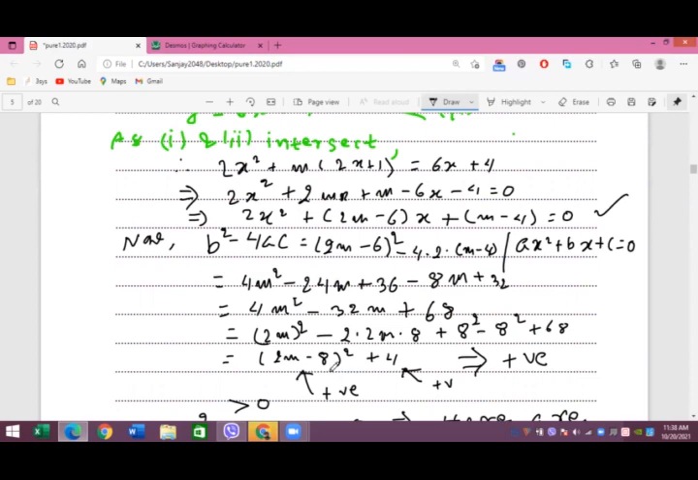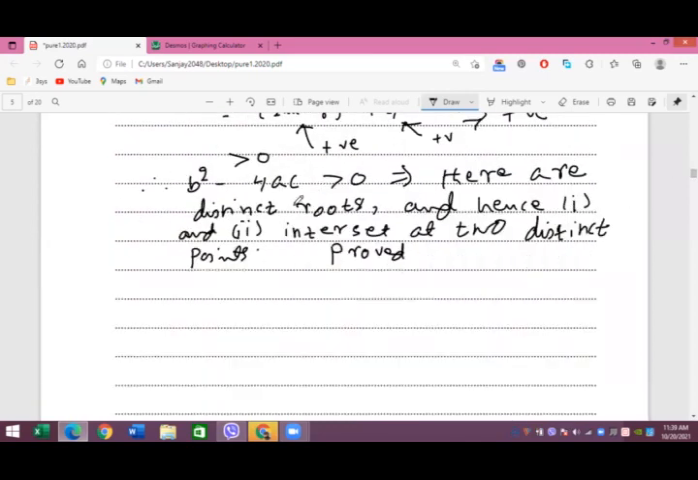then our term is like this, and you know that a square of any number is always positive, and 4 is here positive, so the entire thing is positive here. That means b square minus 4ac is positive. That means there are 2 distinct roots, but we have taken this from the condition of intersection of the curve and the line, and hence we can say that as b square minus 4ac has been found to be greater than 0, that is positive, there are 2 distinct roots, and hence 1 and 2 intersect at 2 distinct points, and hence proved.